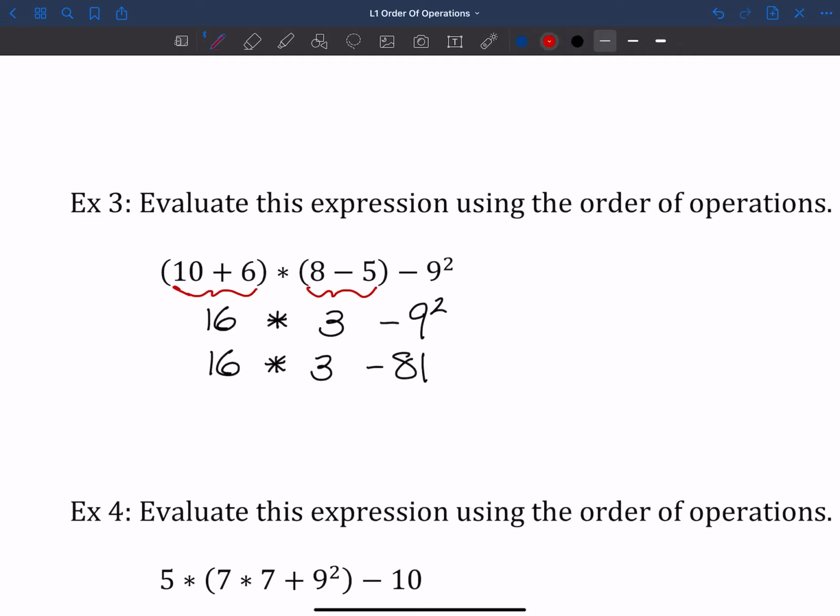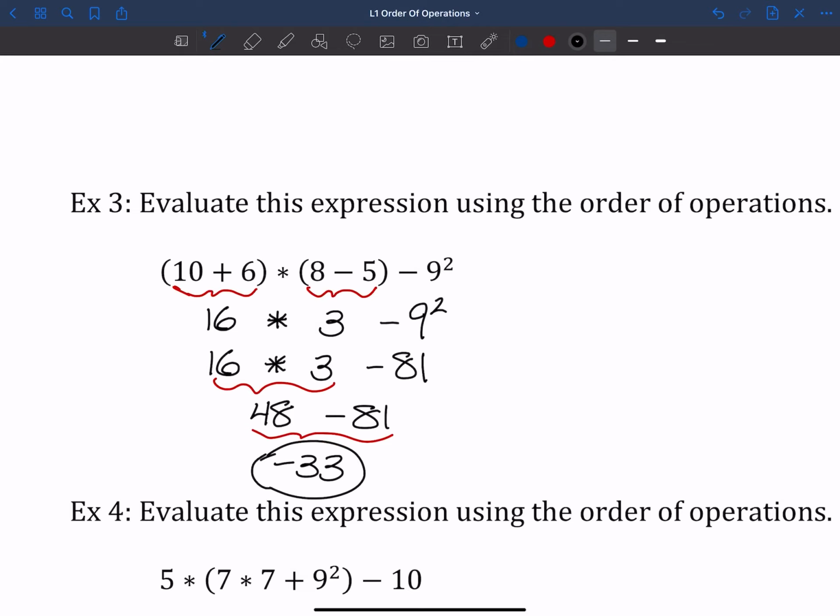So 16 times 3 is what we're going to do with that. 16 times 3 is going to give me 48. Again, bringing down everything else just as it was. Last but not least, I have some subtraction to do. 48 minus 81 is going to bring me down into the negatives. That's going to give me negative 33.